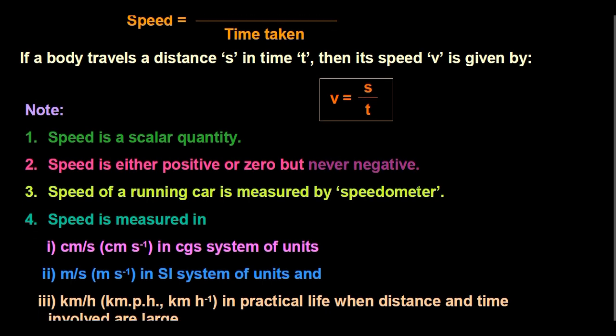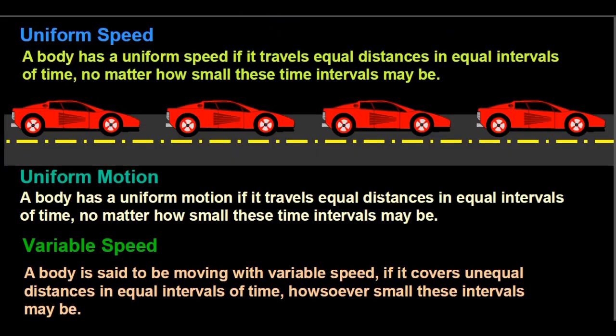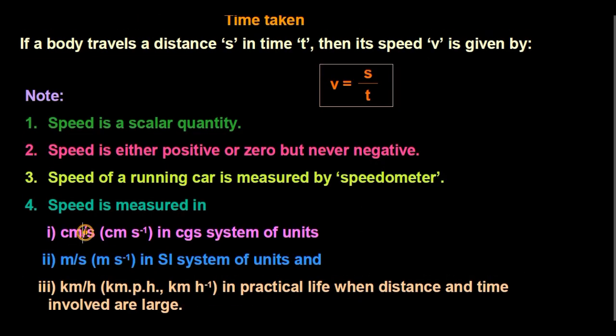You must have seen in cars and bikes that a speedometer is there, used for measuring the speed. Speed has different units, like centimeter per second and meter per second. In the CGS system, which means centimeter gram second system, we have centimeter per second, while in the SI system, that is the standard system, we use meter per second. In our cars, we use kilometer per hour. So in practical life, we use kilometer per hour.